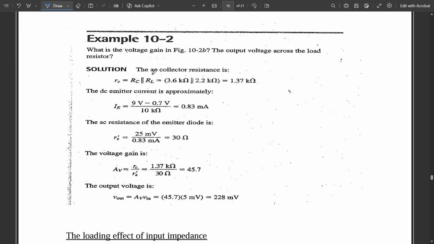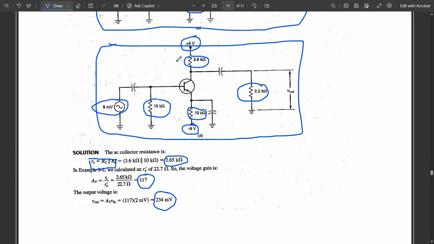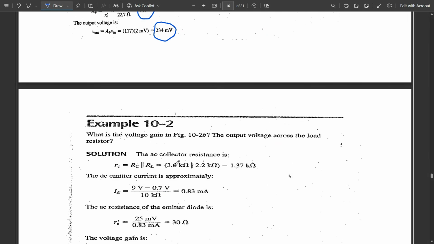Again, start with the AC collector resistance, rc, that is equal to RC parallel to RL in DC. So here they have given RC as 3.6 kilo ohm and RL, that is the load resistance, as 2.2 kilo ohm. You do RC into RL divided by RC plus RL, substitute it, calculate, simplify it, and you'll be getting the answer as AC collector resistance is 1.37 kilo ohm.